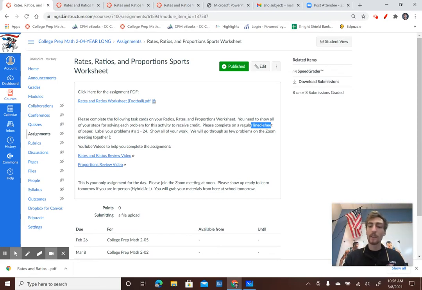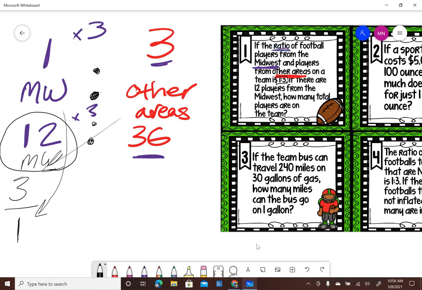and you can go ahead and get started. Once you're finished with all the problems, you can submit it right here in Canvas in open Dropbox. Let me know if for some reason it isn't open. Let's go ahead and go through the first 4 problems together.